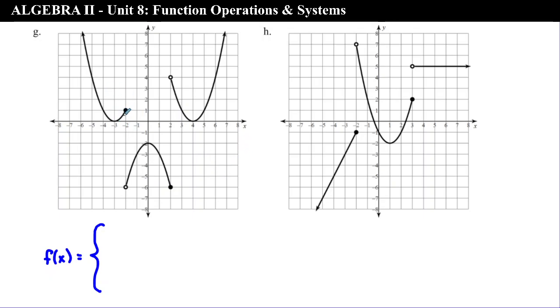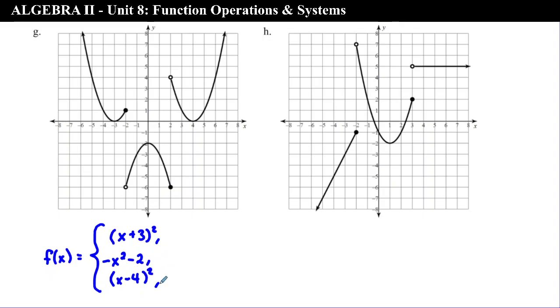So now we know that this was translated to the left 3. So we write that by doing x plus 3, quantity squared. The second piece was translated down 2. So that's going to be x squared minus 2. And it's also concave down, which means it's going to be negative x squared. And then finally, for the last part, we're translated to the right 4. So that's going to be x minus 4, quantity squared.